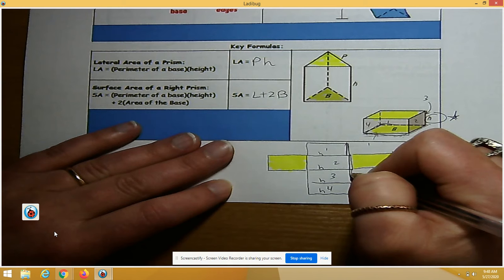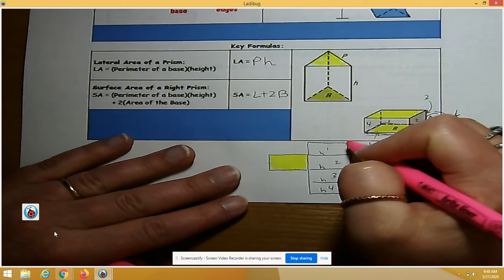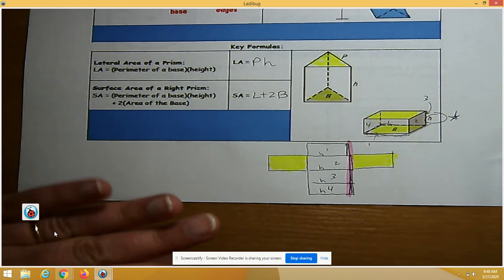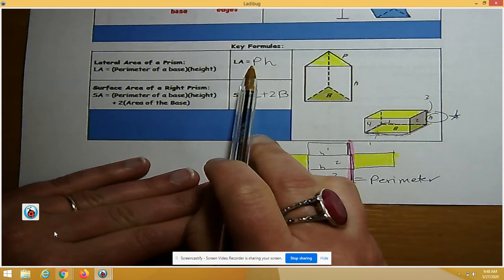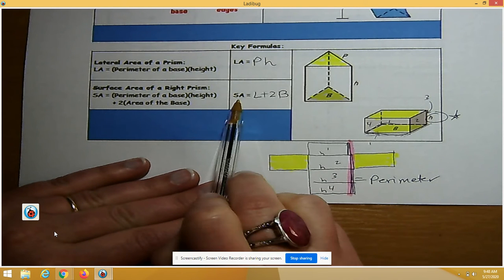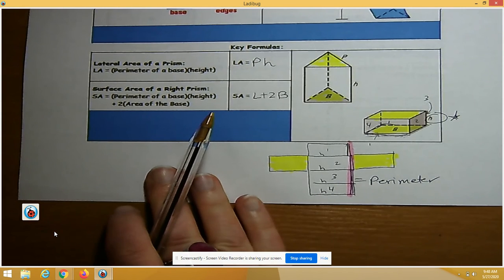Well, that is our perimeter. So this pink segment is the perimeter. So this is why the formula is the perimeter times the height. And then when we do the total surface area, we're doing the lateral area, so this whole area plus the two bases.